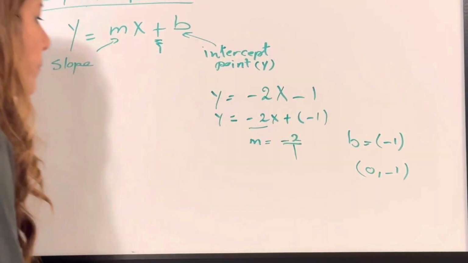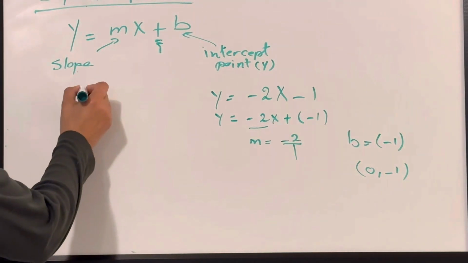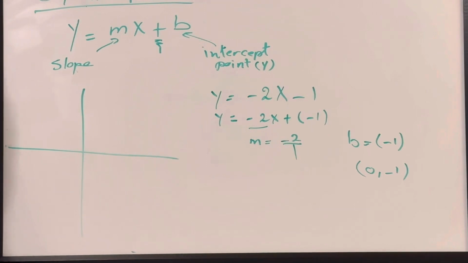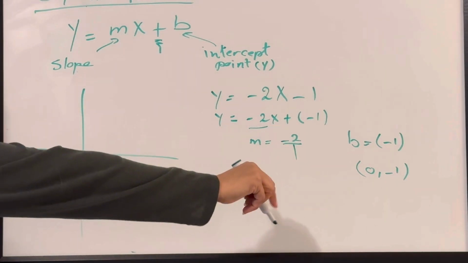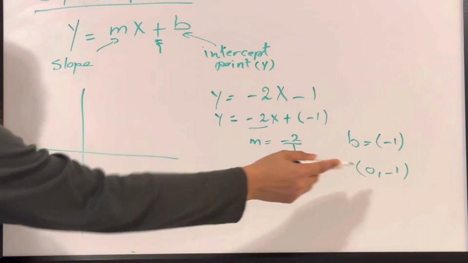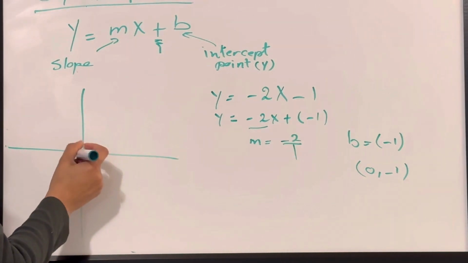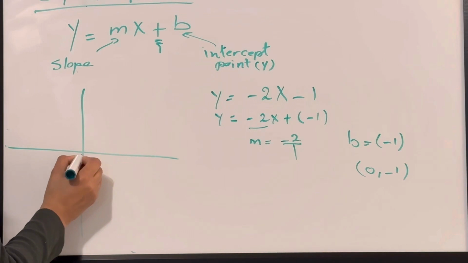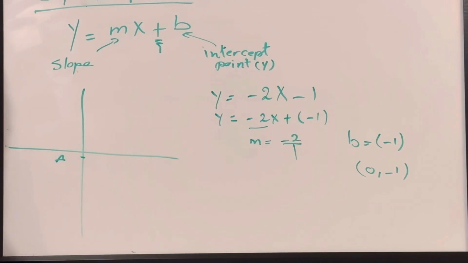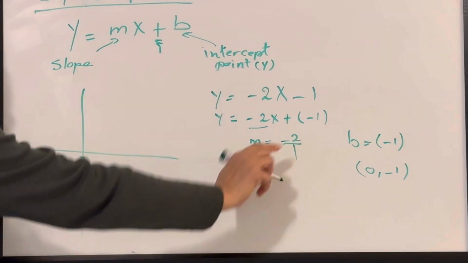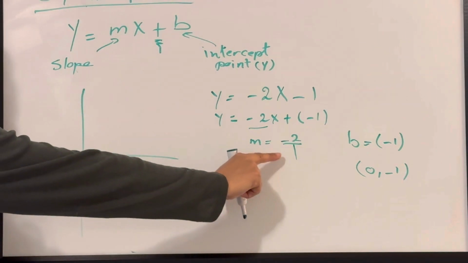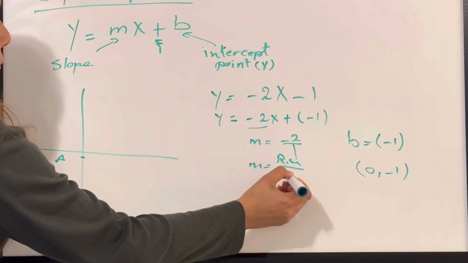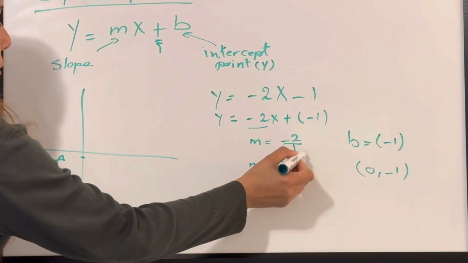We can draw it again. I will start with the point 0 and minus 1. So I have 0 and minus 1. So this is my first point, let's call it A. Now I will do the slope. As we know, slope is rise over run. So we'll run 1.